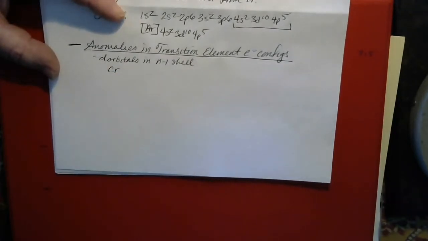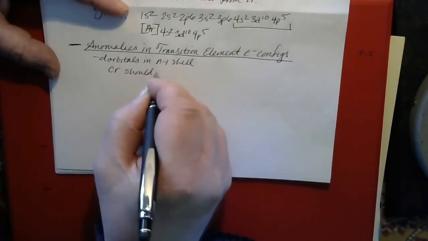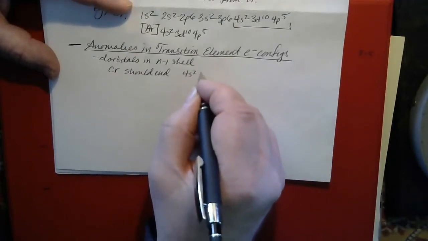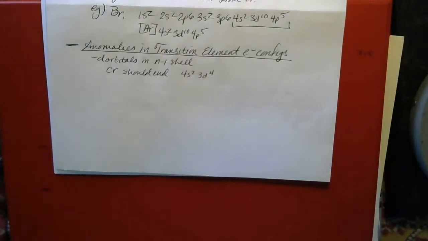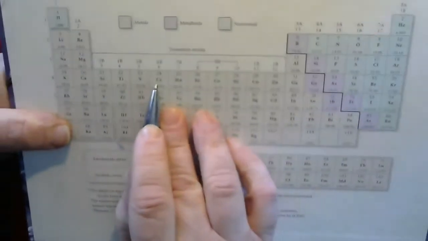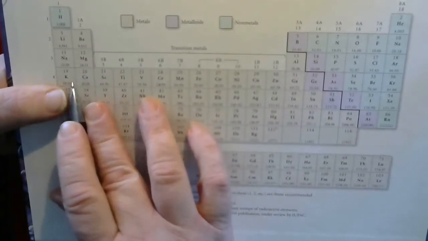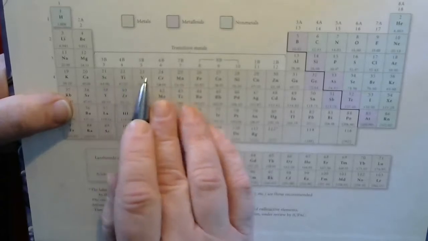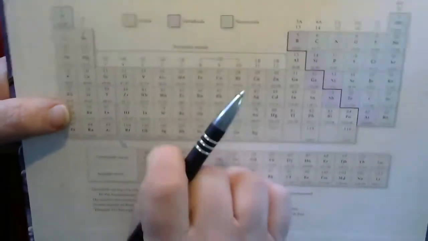Just looking at the first row of transition elements, you would expect that chromium should end 4s2, 3d4, based on where it is. Chromium is here, and if you look where it is, it's past the s block of shell number 4. So that's 4s2, 3d, 1, 2, 3, 4. So 4s2, 3d4. Pretty simple, right?